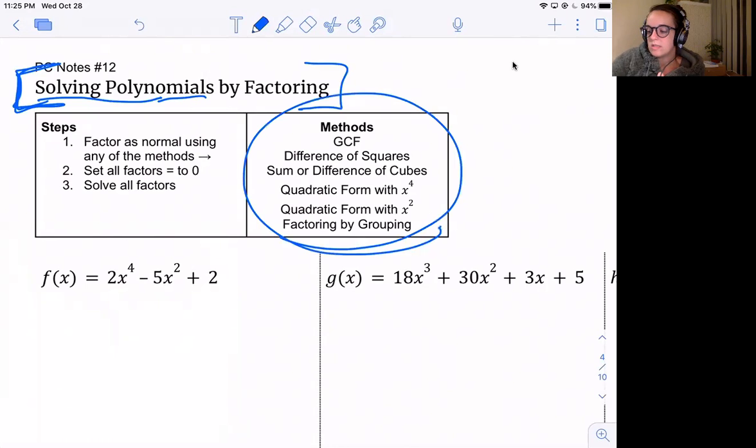And then once it is in its factored form, we're going to set each of these factors equal to 0, and then we're going to solve for them. And that will tell us all of the solutions that we have.